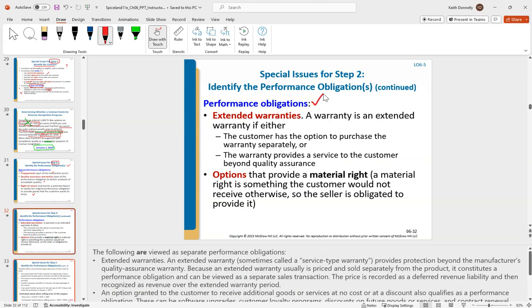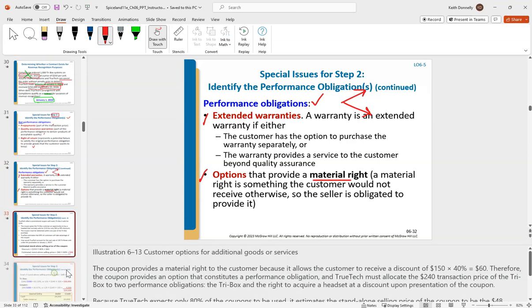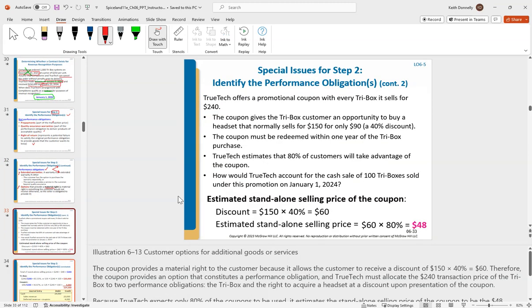However, what is a separate performance obligation, where you'd have to account for them separately, is if there's extended warranties, beyond the basic inherent warranties, we give an extended warranty. Or alternatively, if we give the customer an option that gives them a material right, namely something the customer would not receive otherwise, and the seller is obligated to provide it. Let's look at an example to show this situation where there would be a separate performance obligation from a material right.